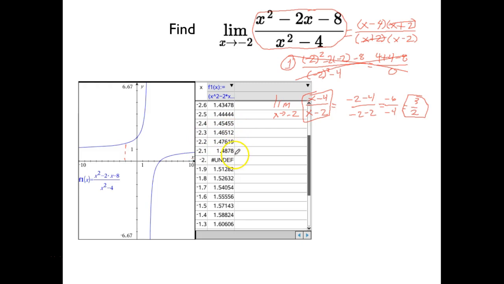Look at it from the table. As you go from the left-hand side, it is approaching a hole that is 1.5. From the right-hand side, it is approaching a hole that is 1.5 as well. So our limit as x approaches -2 is 1.5. It's 3/2. Okay, let's go to the next one.